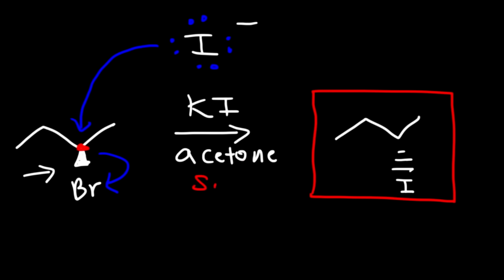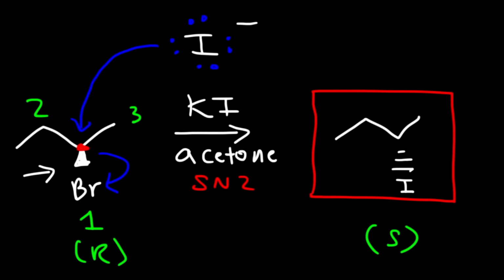For an SN2 reaction, we get inversion of configuration. So as you can see, the stereochemistry changes. This was R-2-bromobutane, and now we have S-2-iodobutane.